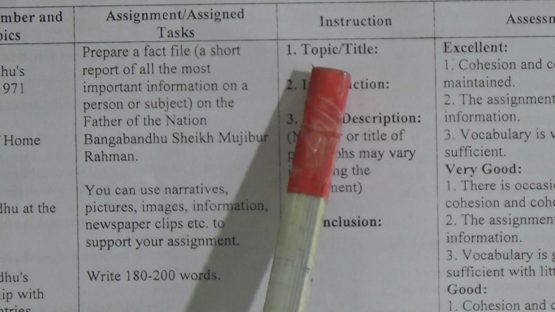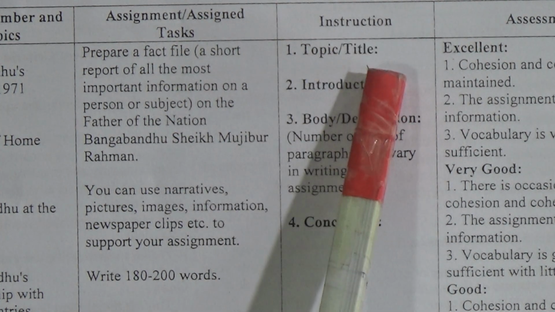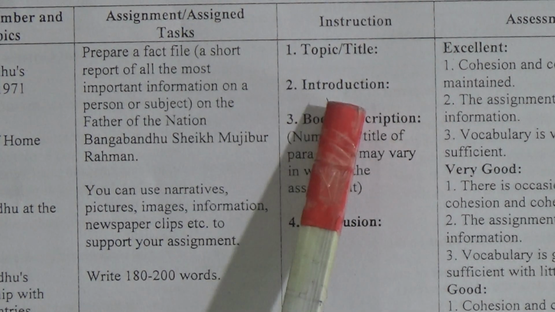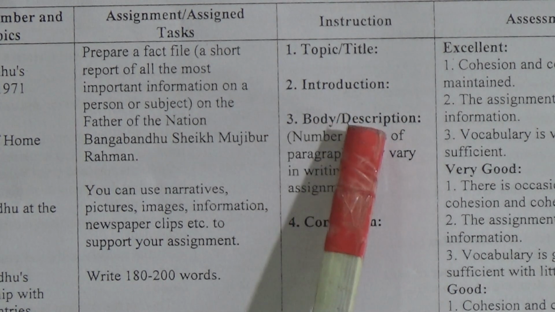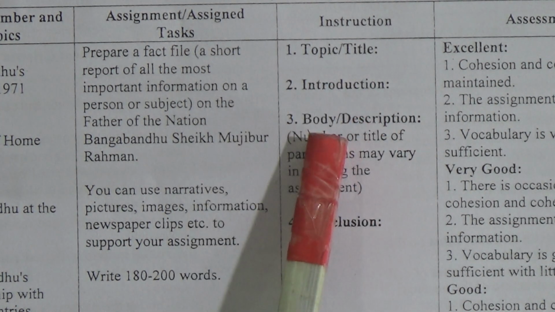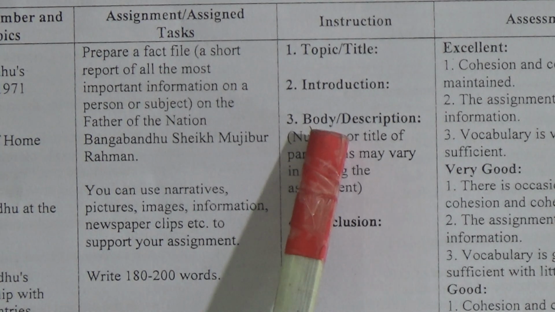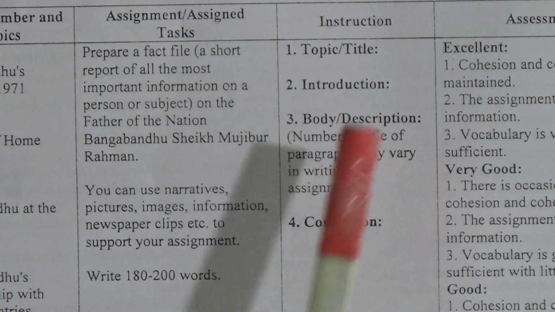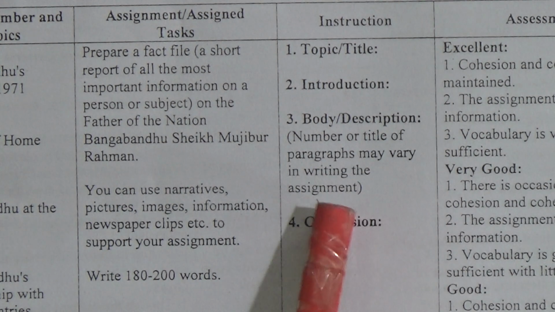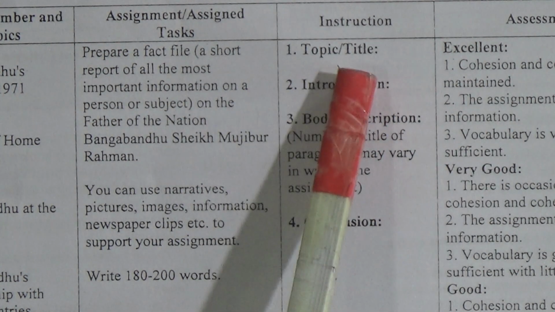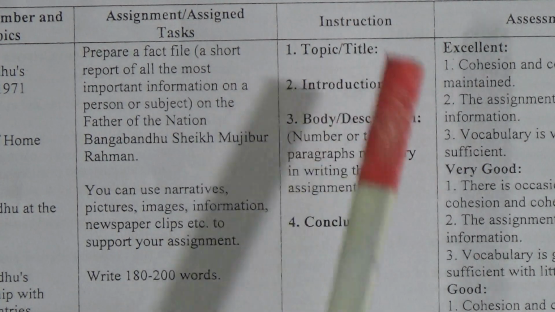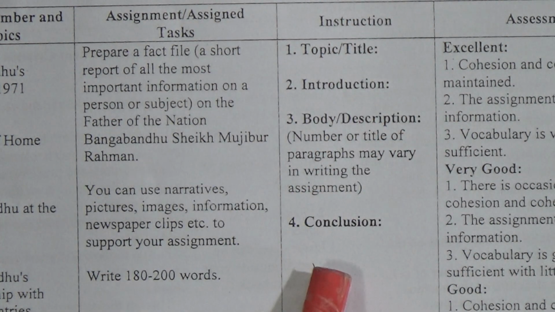And here are the instructions for how you will write your assignment. First, you have to write a suitable topic or title at the top, and then you have to give an introduction, and in number 3 there must be a description, or you have to provide the body of this assignment. The number of paragraphs may vary in writing the assignment. And at last, at the end, you have to use a conclusion. So the instruction is: topic or title, introduction, body or description, and at last conclusion.